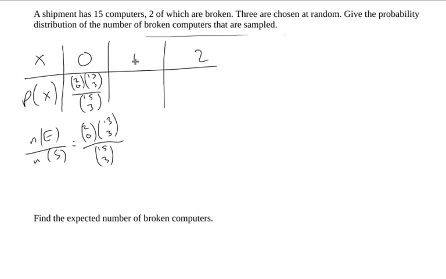And I'm intentionally leaving it written like this because these other ones are going to be pretty much the same format. The probability I get 1 broken computer, well, from the 2 broken computers, I'm choosing 1. From the 13 good computers, I'm choosing 2. And from the 15 total computers, I'm choosing 3. So I get that, and then here I get 2 choose 2, 13 choose 1, over 15 choose 3. The same pattern we saw in the previous sections is happening again. The top parts add up to 15, the bottom parts add up to 3 on all of these.